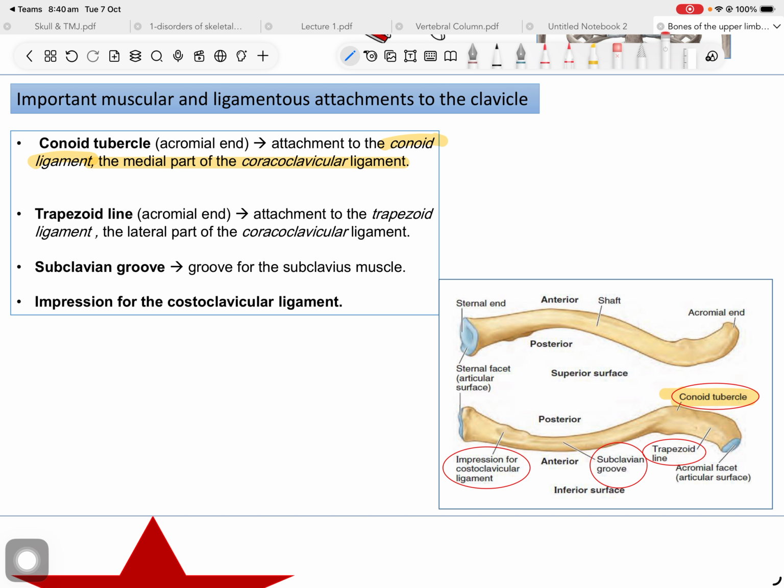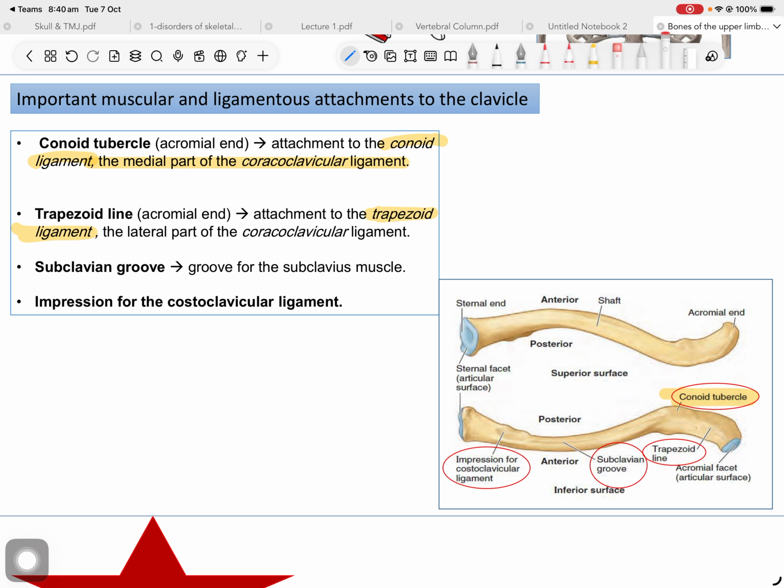So I call it the coracoclavicular ligament. It has two parts. The first part, I call it the conoid ligament, which is attached to the conoid tubercle. What about the second part of this ligament? It is the trapezoid ligament. This trapezoid ligament attaches here to what we call the trapezoid line. Also, I find it on the lateral end of the clavicle.